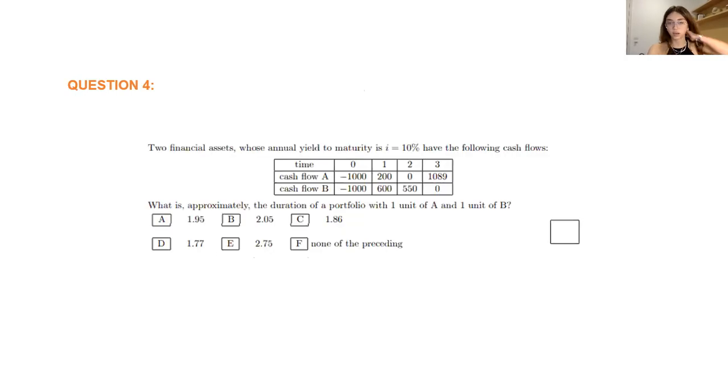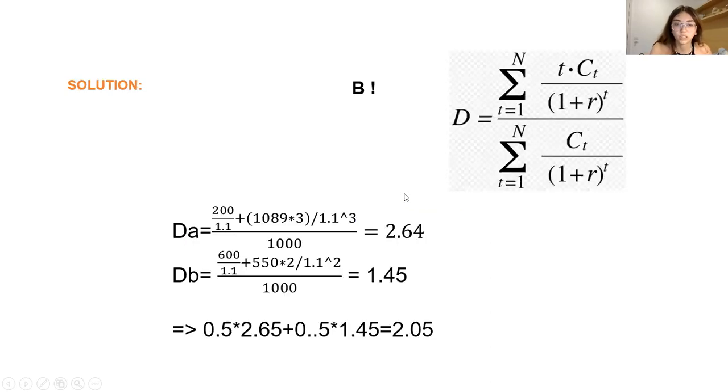And here they were asking you for the duration of the portfolio. So you computed the duration of A, the duration of B, and you simply took the average.